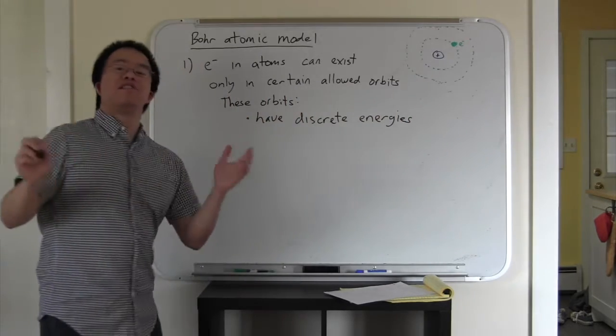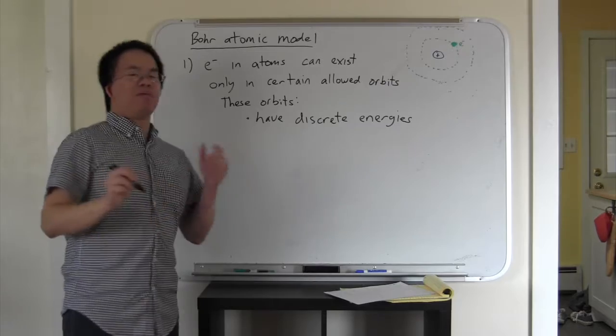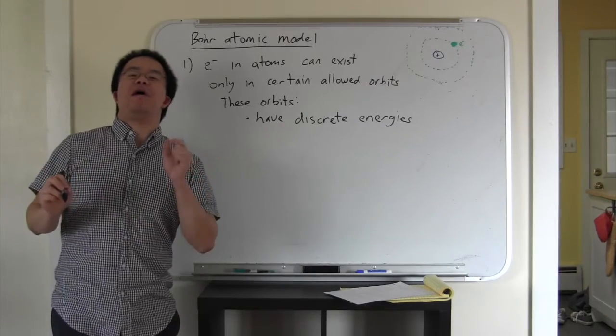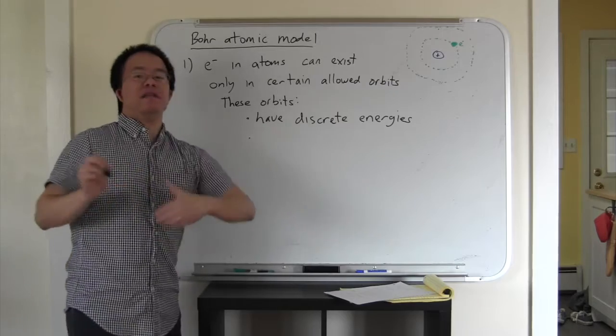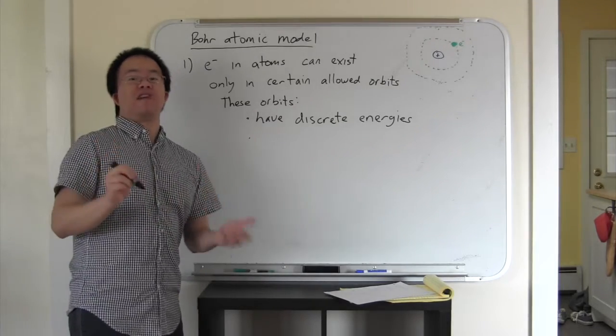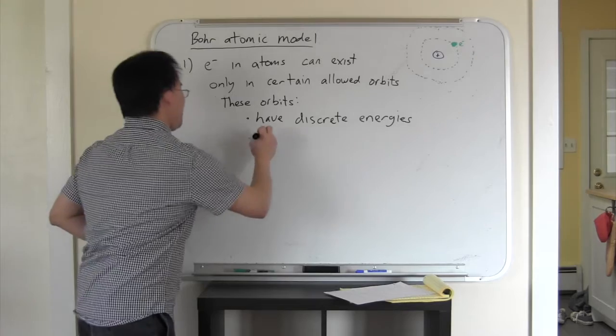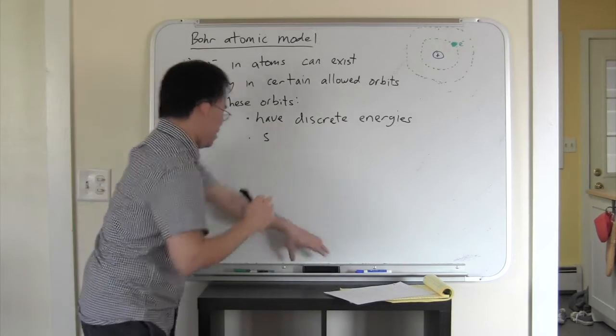The second and somewhat more radical thing is that Bohr postulated that these orbits are stable, meaning that an electron in an allowed orbit doesn't lose energy. Are stable.